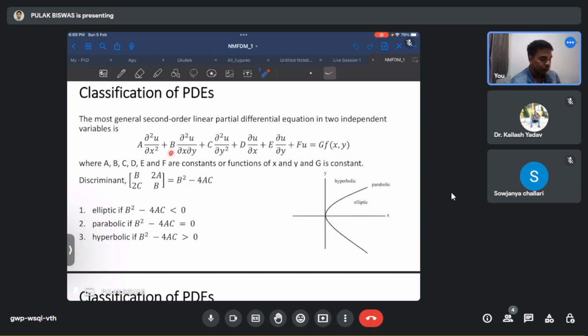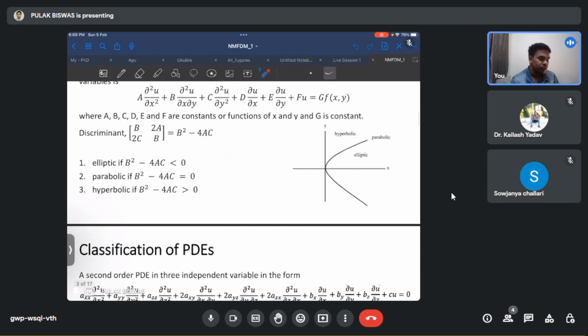You can see B squared minus 4AC. If its value is less than 0, it is classified as an elliptic PDE. If this value is exactly equal to 0, then it is called a parabolic equation, and if it is greater than 0, then it will be called a hyperbolic one.